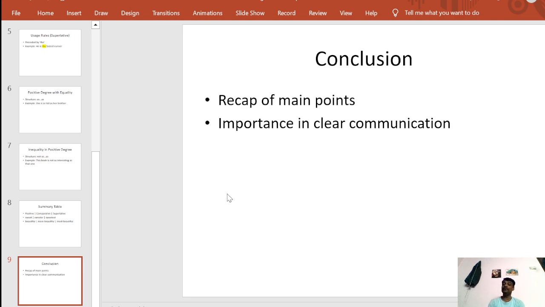And in superlative degree, as I said, she is the most beautiful, he is the best batsman, he is the best student, it is the most amazing environment, it is the most beautiful scenery. Whenever you want to exaggerate or highlight a little bit, you can use superlative degree.